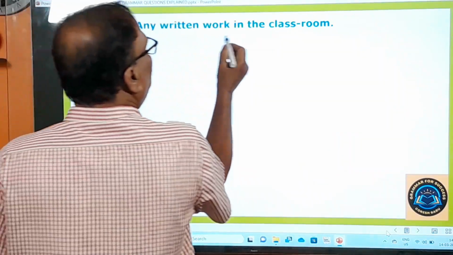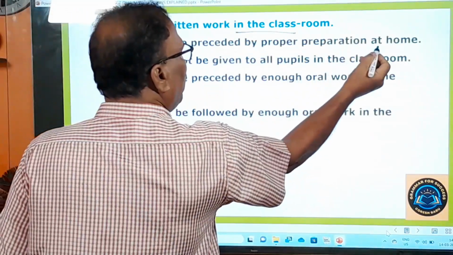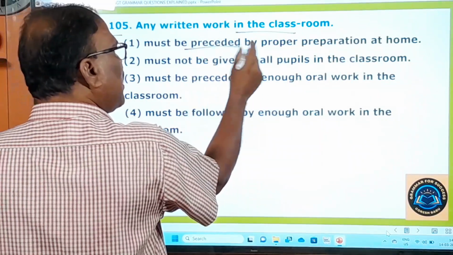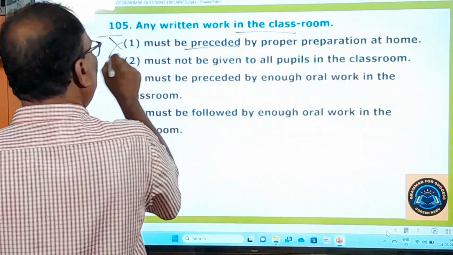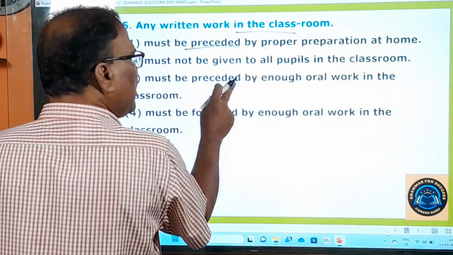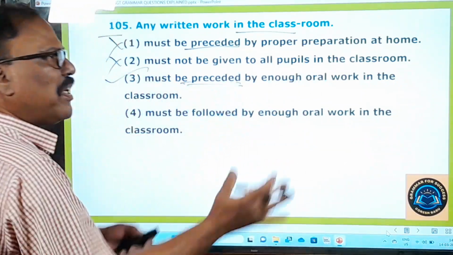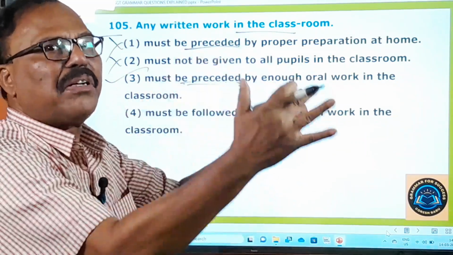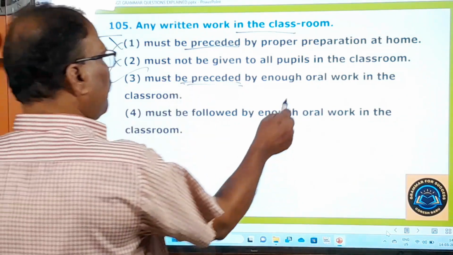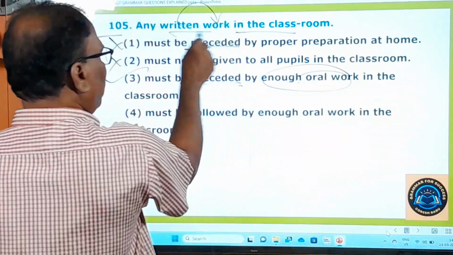105. Any written work in the classroom must be preceded by proper preparation at home? No. Must not be given to all pupils in the classroom? No. Must be preceded by enough oral work in the classroom. This is very important. Only after the oral work is given, the written work must be given to the children, to the students. After enough oral work, written work should be given.